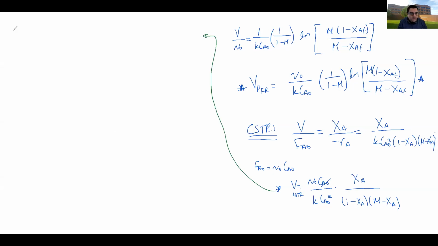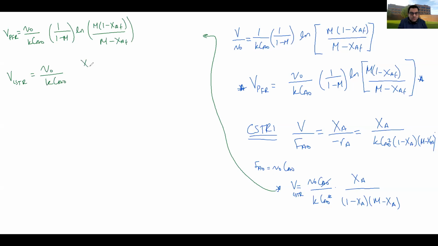So I'm going to move here and I'm going to write them again. So the volume of a PFR is equal to V naught over K CA naught, 1 over 1 minus M, ln of M into 1 minus XAF divided by M minus XAF. This is as opposed to the volume of a CSTR, and this is equal to V naught over K CA naught into XA over 1 minus XA, and M minus XA.